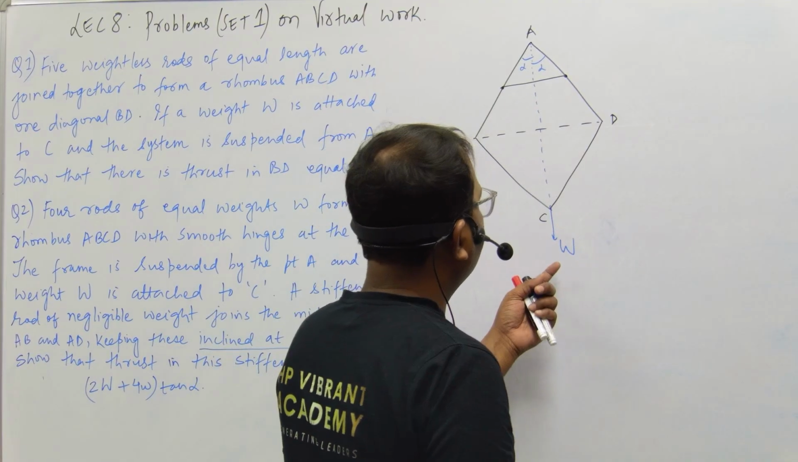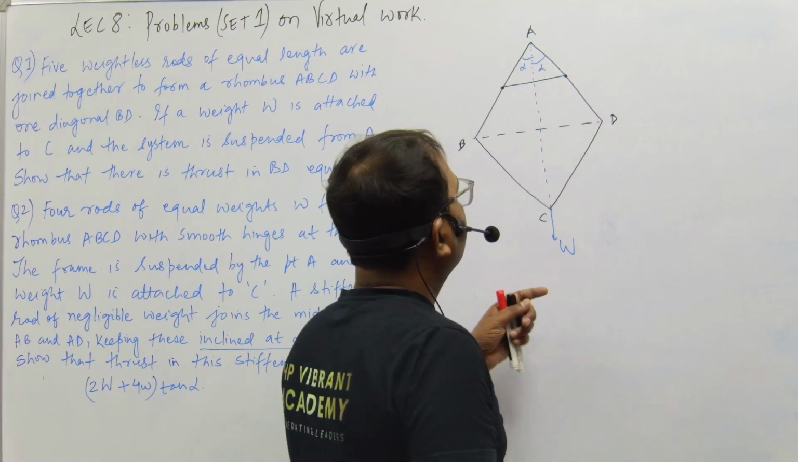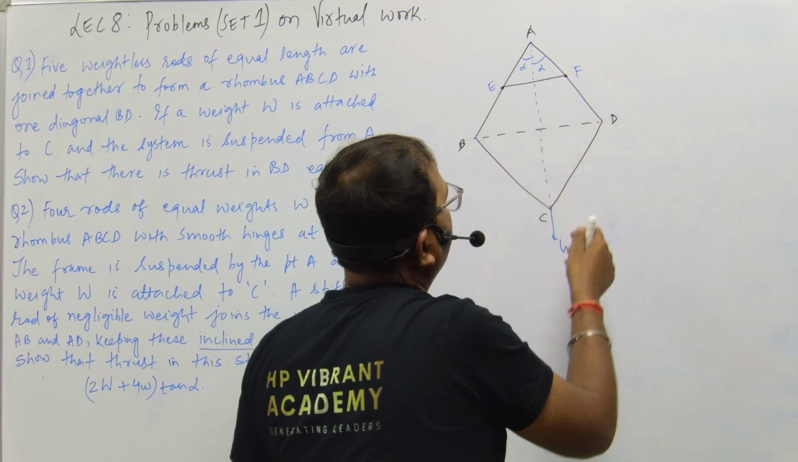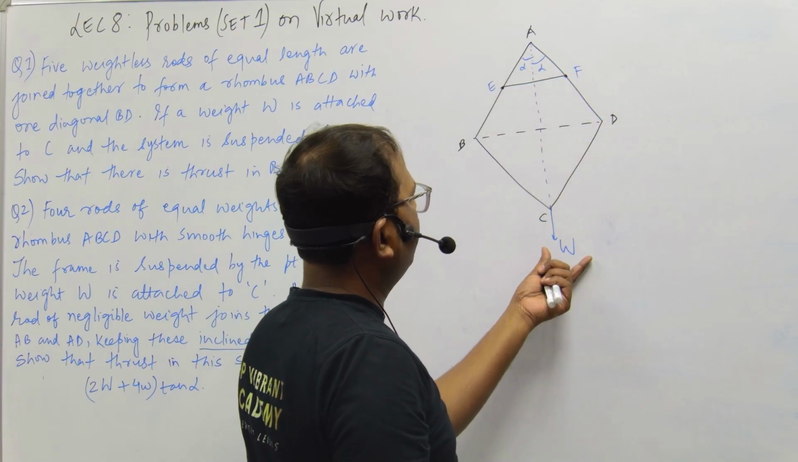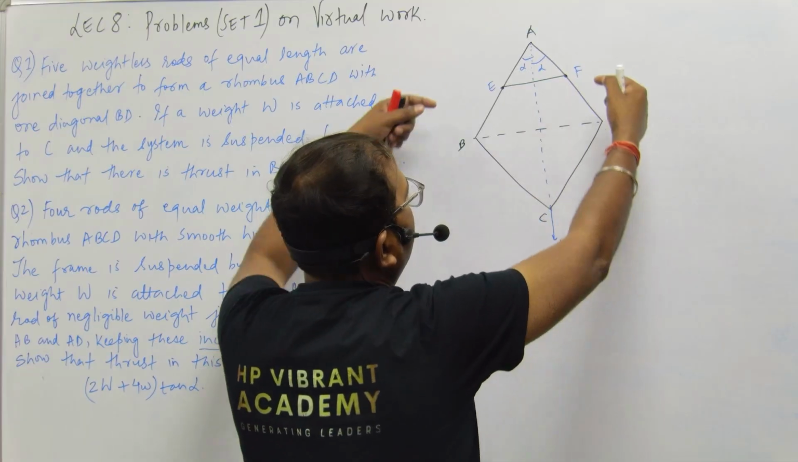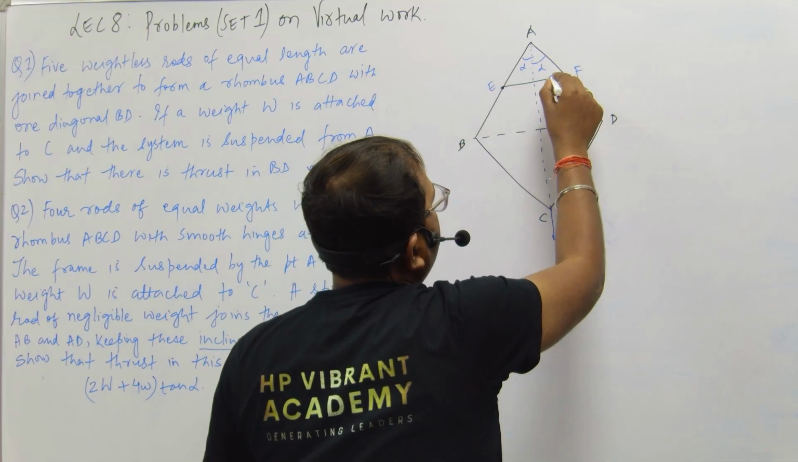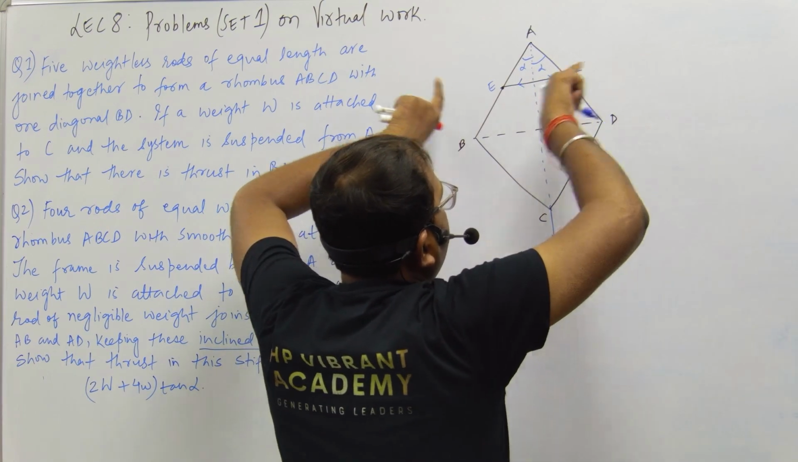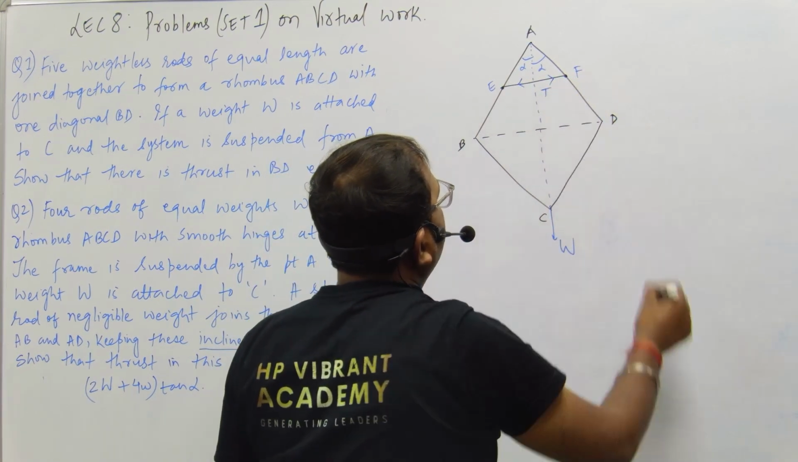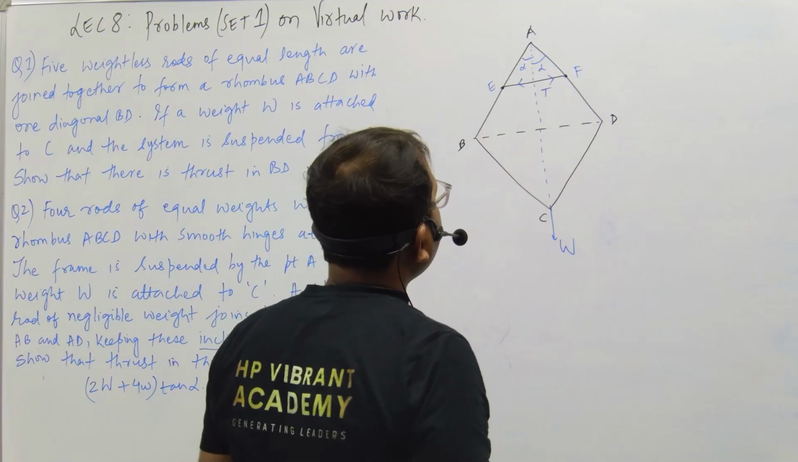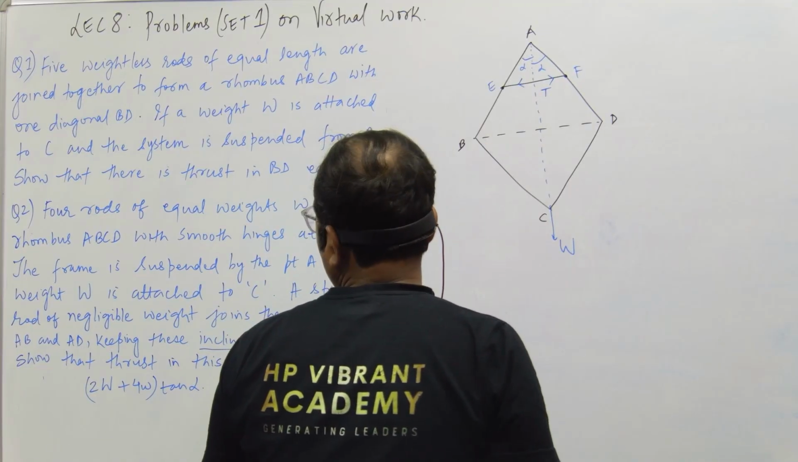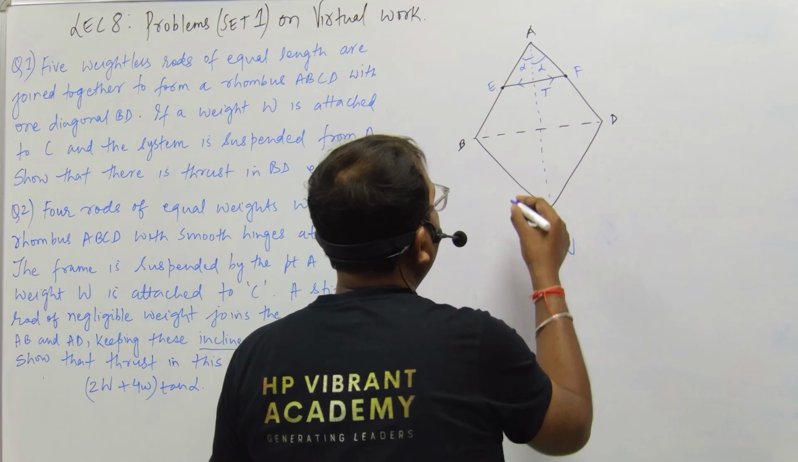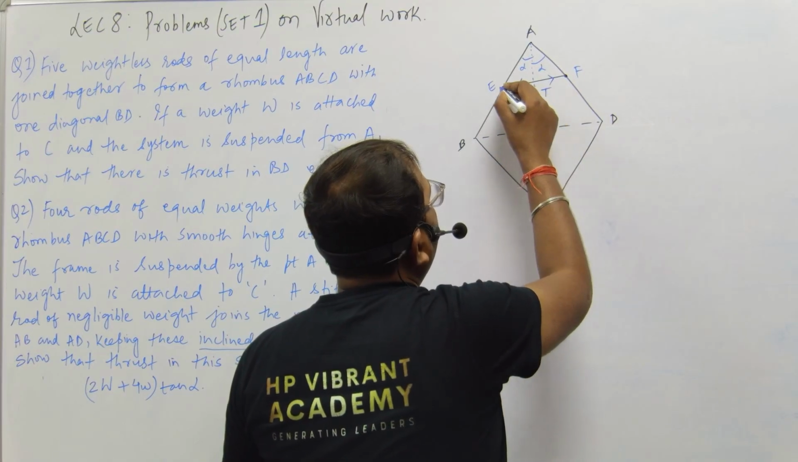Because of this weight capital W, let us name these points E and F. Because of this weight capital W, these points E and F will try to move in the inward direction. So the thrust will act opposite to this inward direction. So the thrust will act in this particular direction. Now we have the 4 rods of equal weight, and the weight of each rod is small w. So let us apply the weight small w.